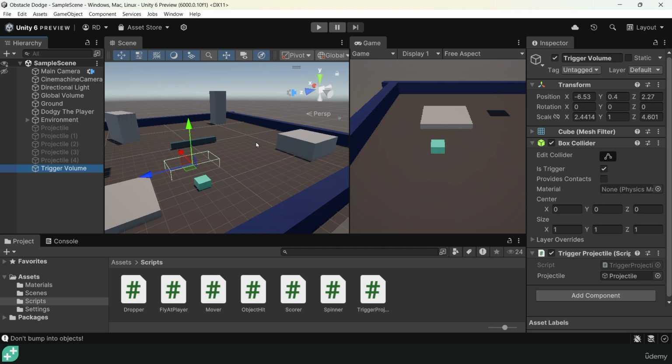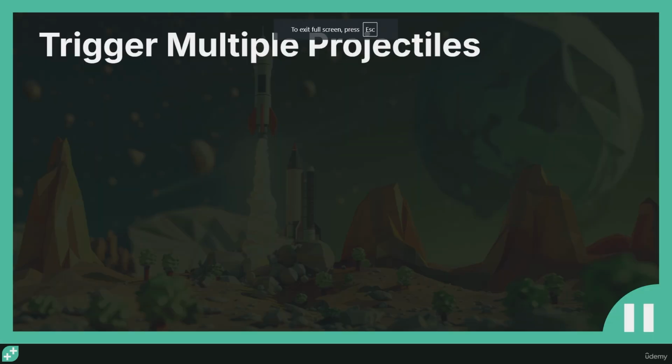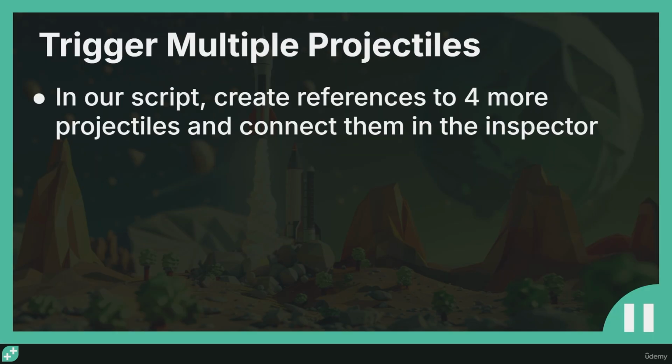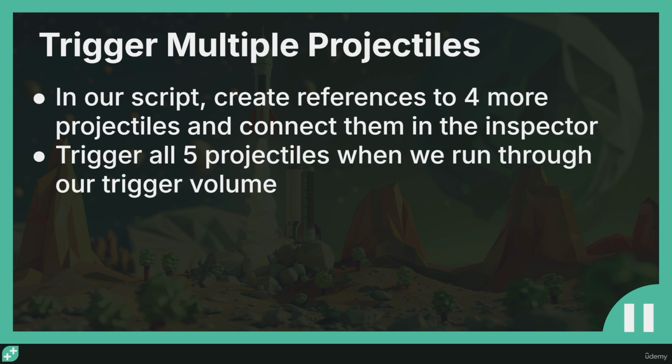And I have a challenge. And the challenge is to trigger multiple projectiles. So in our script, create references to 4 more projectiles, that'll make a total of 5, and connect them in the inspector, and then to trigger all 5 projectiles when we run through our trigger volume. So there's your challenge. Pause the video. I'll see you back here when you've given it a go.